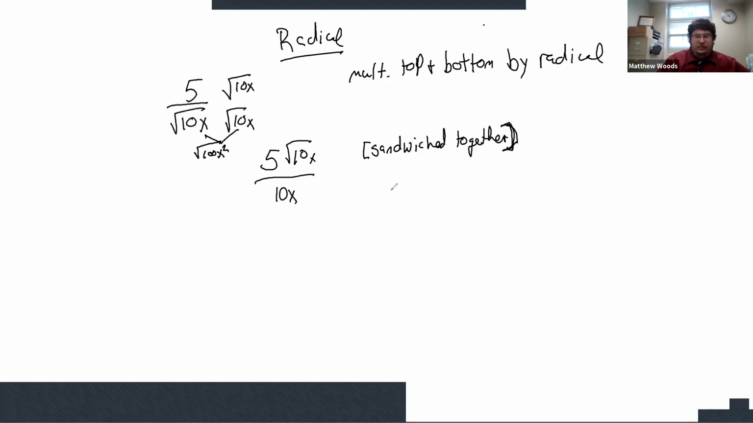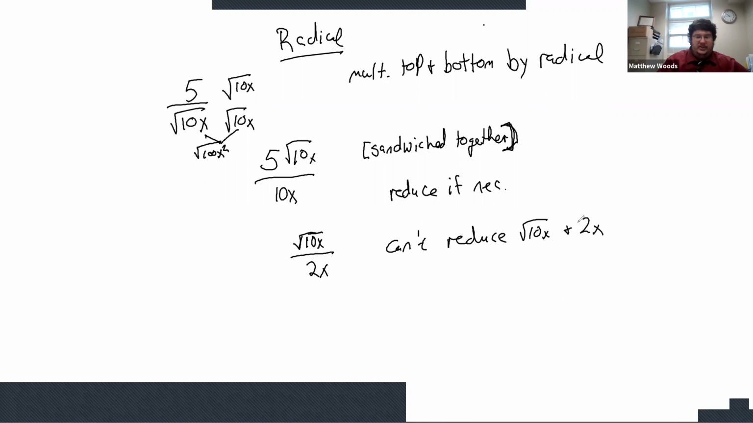Now the last thing I do is I try to reduce, if necessary. 5 and 10 reduce each other. So this 5 can go into both. That's going to leave this as 1, or just radical 10x up on the top, over 10 divided by 5 is 2. Now I can't reduce further. I can't reduce the radical 10x and the 2x.